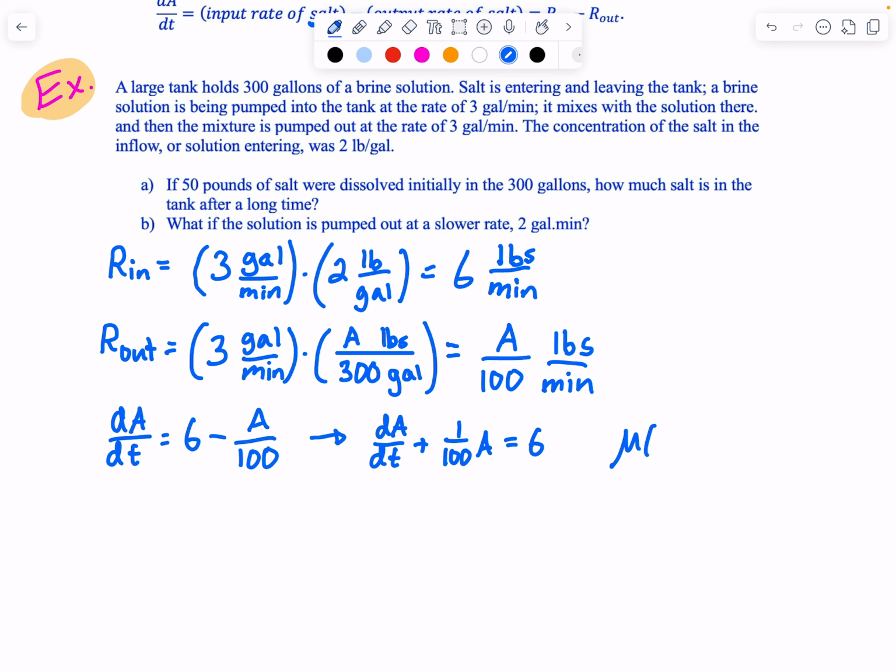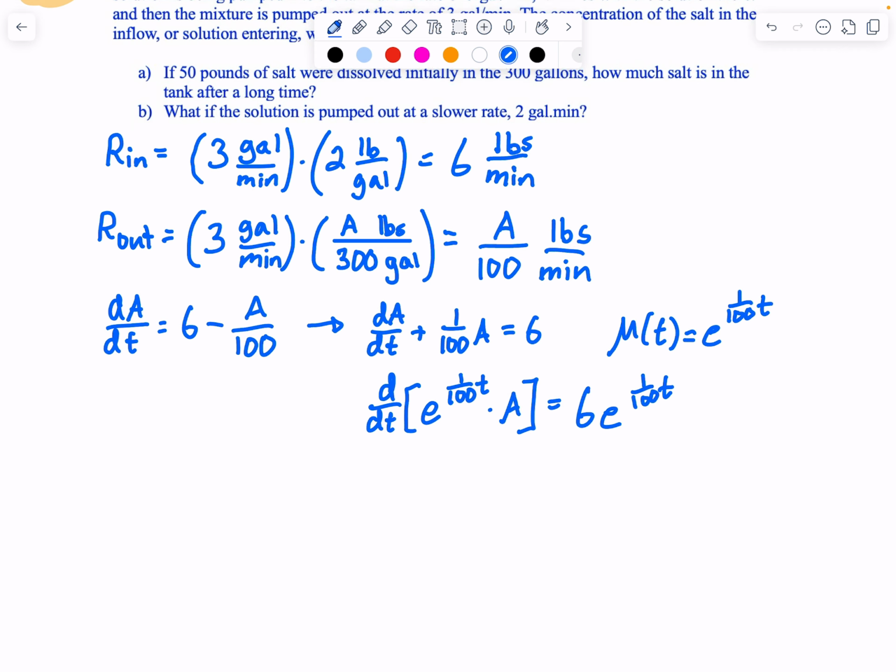I can find mu now. T, not x. Mu of t, and that's e to the 1/100th t, right? That was that integral. So this becomes d/dt of our mu, e to the 1/100th t, times our output, which is A. Now remember, we got to multiply the other side also by mu. So don't forget that on this side. Remember, the whole point of this was now that I can integrate both sides, I'm going to get e to the 1/100th t times A.